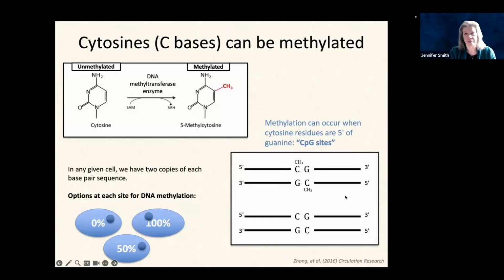So in any given cell, we have 2 copies of every base pair sequence, right? You have one chromosome from your mom, one chromosome from your dad. And at those places, at some particular CpG site on your mom's DNA, it could be methylated or it could not be methylated. And same for your dad's, right? So in a given cell, you could have 0% methylation at that CpG site. You could have 100% methylation, or you could have the one from your mom methylated and the one from your dad not. And that would be like a 50% methylation, right?